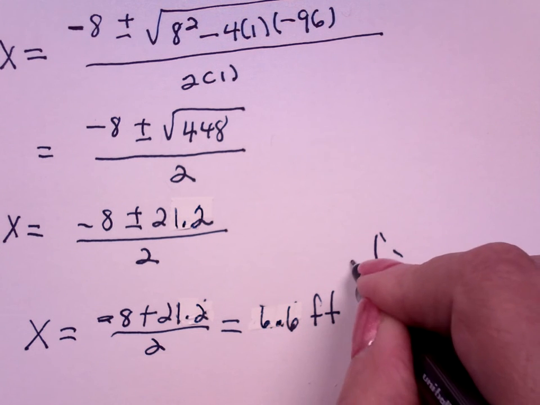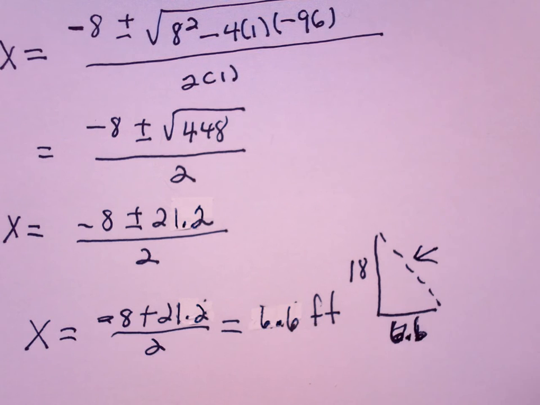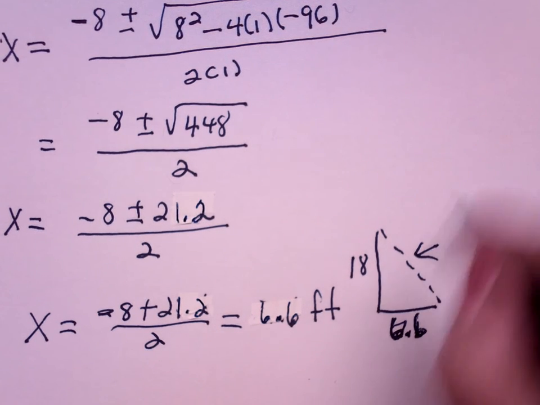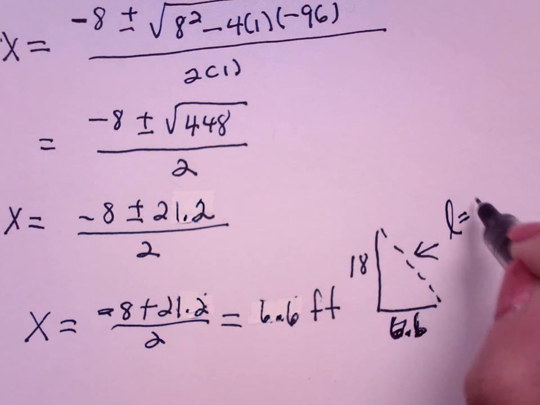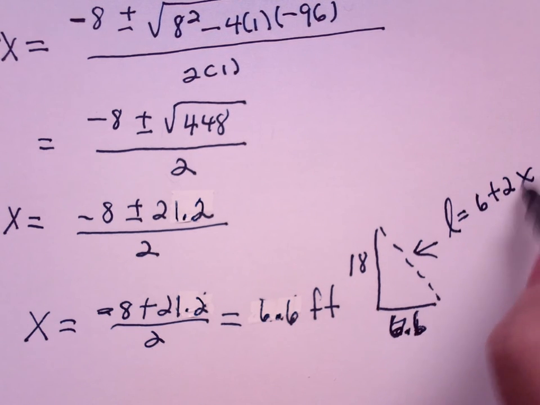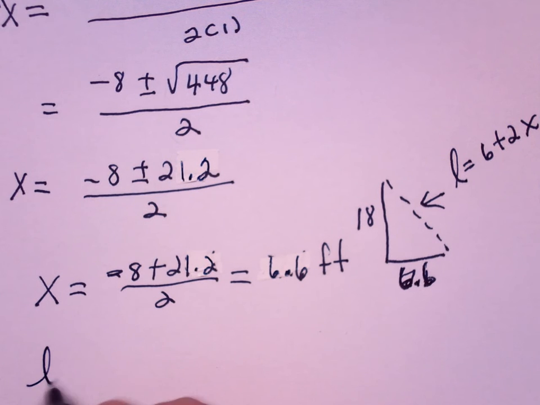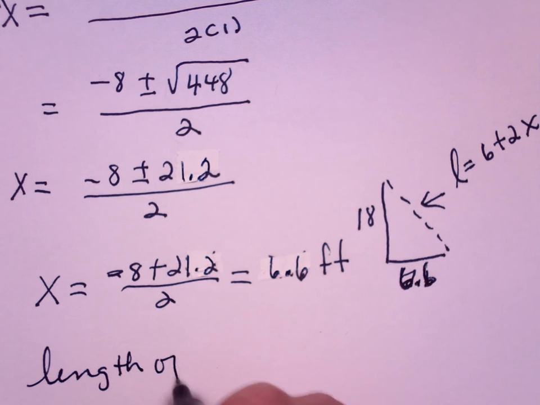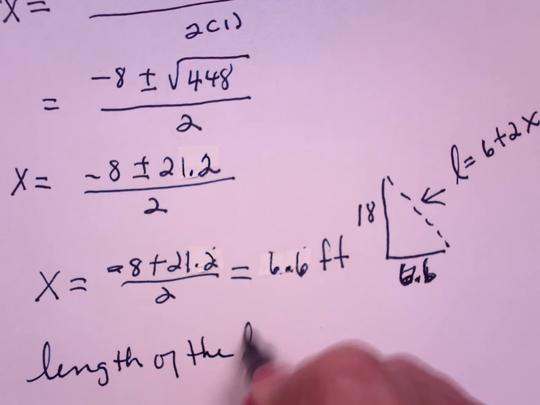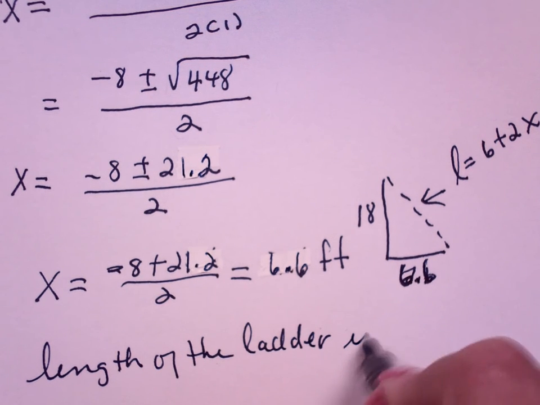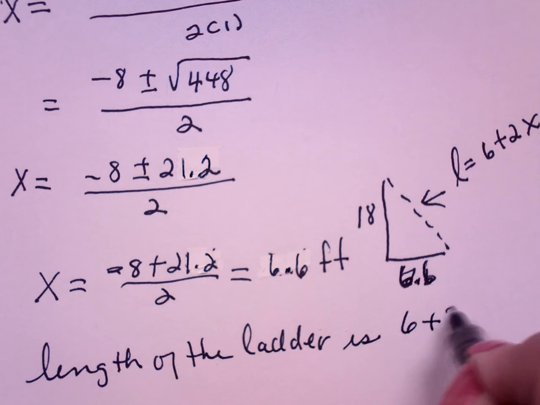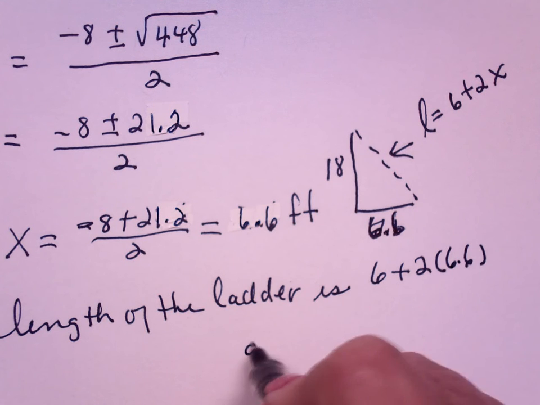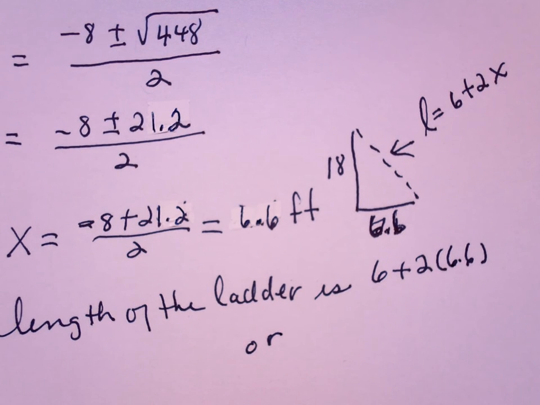So I know that this is 18. That's what I want. And I know that they said that the length is 6 plus 2x, right? So the length of the ladder is 6 plus 2 times 6.6, or what? 6 plus 2 times 6.6, let's see if we agree. 19.2.